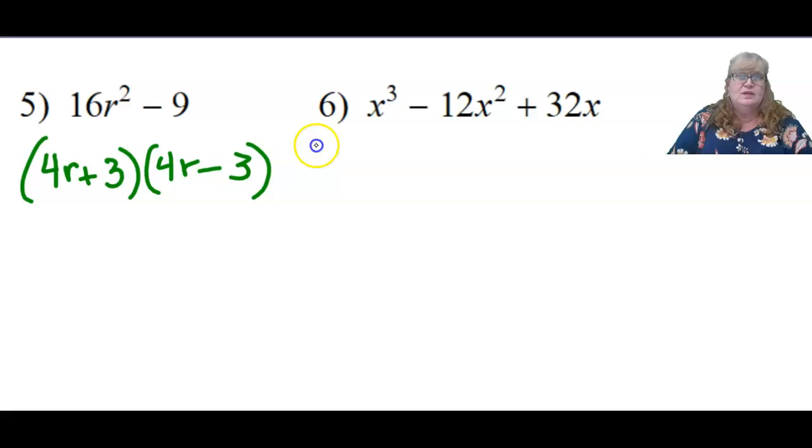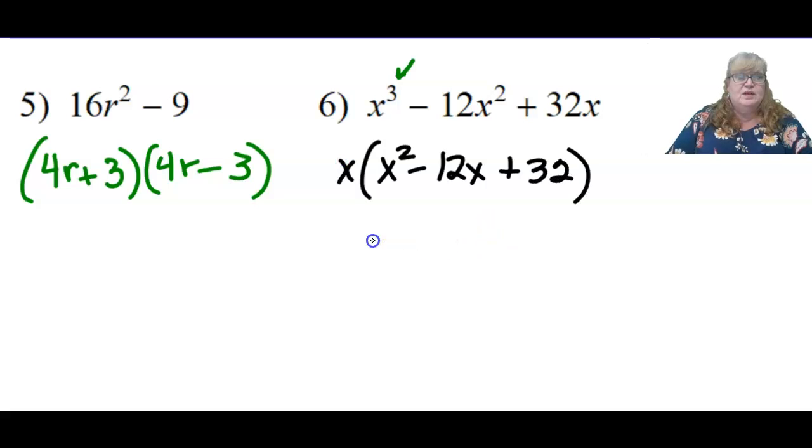We're good. All of these, first of all, I don't know how to factor something with a cubic with 3 terms, but if they have in common an x, then I'm down to an x squared minus 12x plus 32. But we are not finished because we always need to make sure that our factors don't go any further, and these do. Factors of 32.